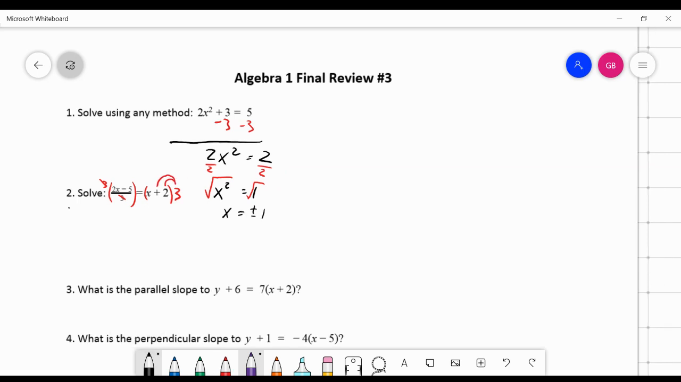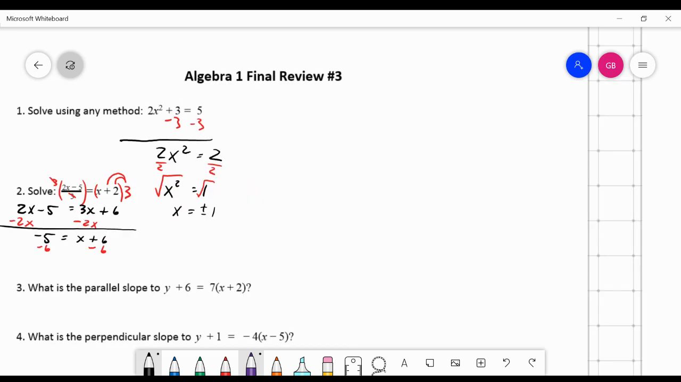So now you have 2x minus 5 is equal to 3x plus 6. I'm going to subtract 2x from both sides. And then subtract 6 on both sides. So x is equal to negative 11.